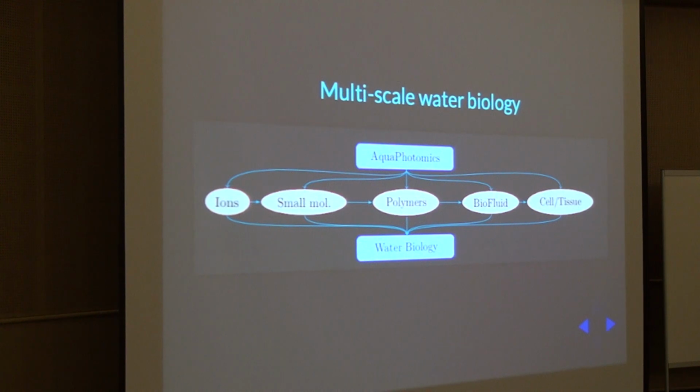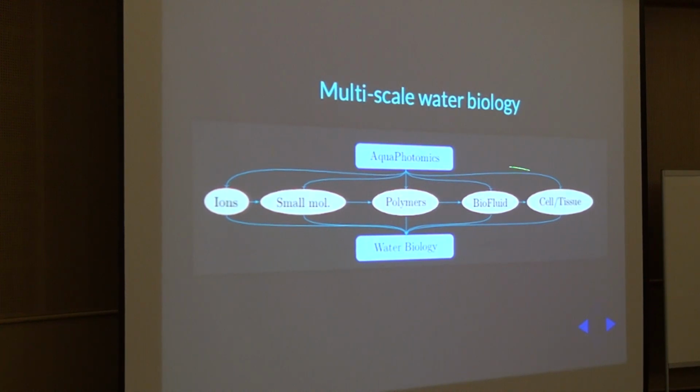So we started looking at water and ions, and then now currently we're looking into small molecules. We're working with monosaccharides, sugars, and amino acids, and we're having some nice success there. We're expanding that to polymers. We're working with small polypeptides, and what I'm going to talk about today is the application in biofluid, exactly the near-infrared urine measurement, and we're at the higher level. We're doing cell experiments, cell near-infrared measurements, and tissue. We're working on human skin measurements specifically.